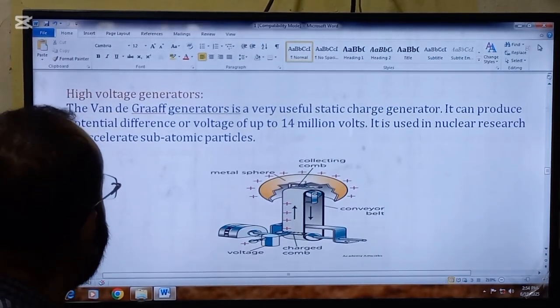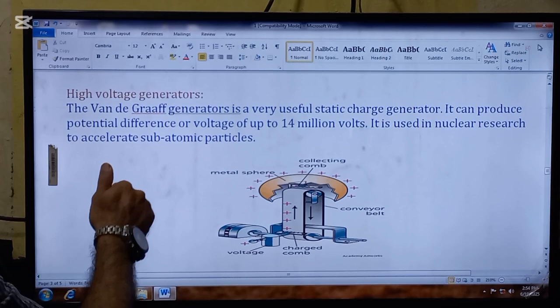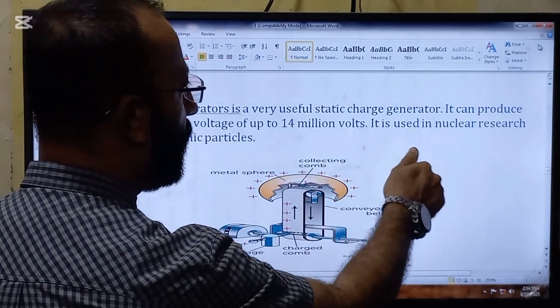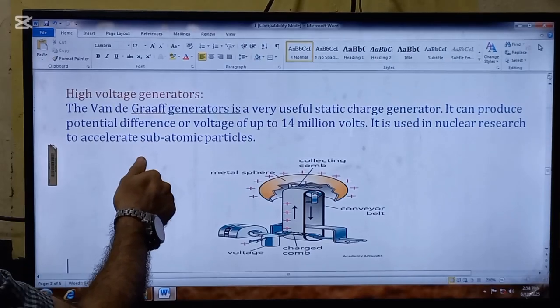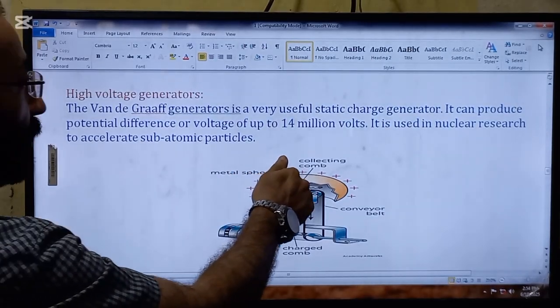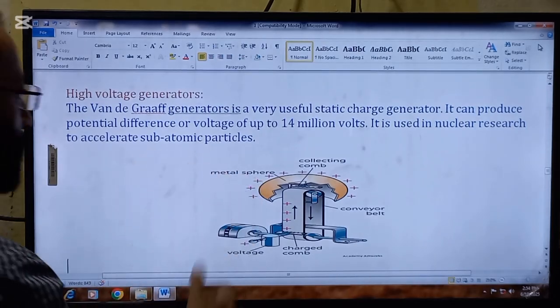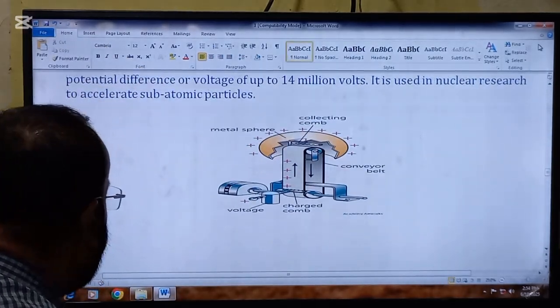High voltage generators. The Van de Graaff generator is a very useful static charge generator. It can produce potential difference or voltage of up to 14 million volts. It is used in nuclear research to accelerate subatomic particles.